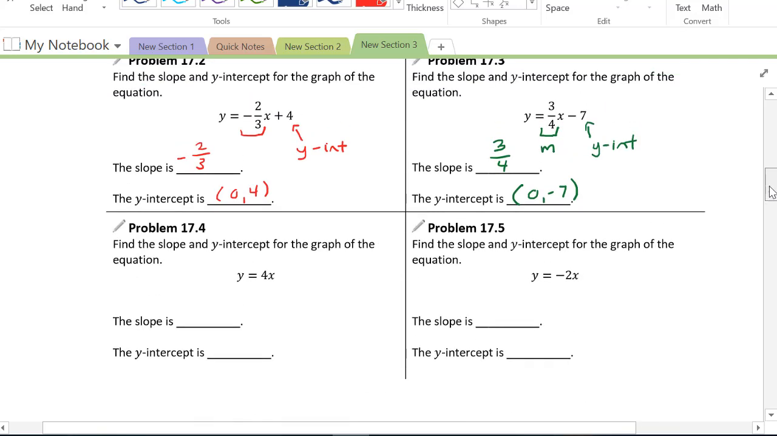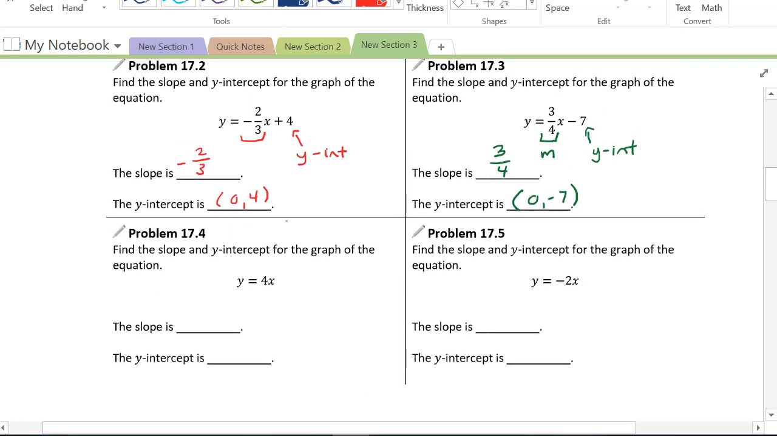If we look at the next two, what's our slope here? Again, the number in front of the x. So our slope is 4. What's the y-intercept? Well, there's nothing there, so it's just 0. What's that coordinate? 0, 0. Same situation on the next one. What's the slope here? Slope is always the number in front of the x. So your slope is negative 2. What's the y-intercept? Nothing there, so it's 0, 0 again.